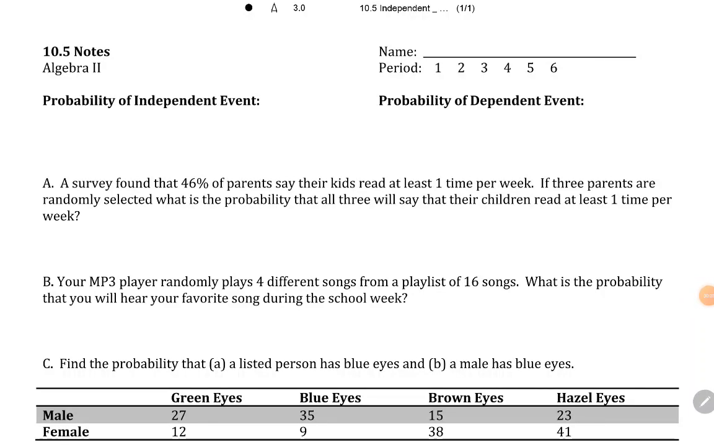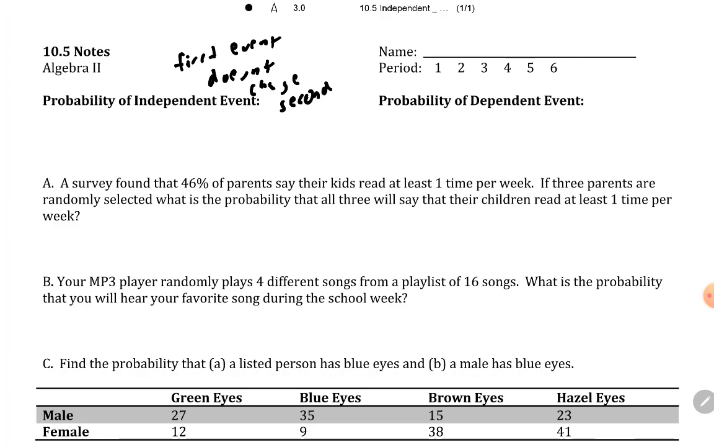Today in Algebra 2 we'll be looking at probability of independent and dependent events. An independent event is where we have multiple events and the first event doesn't change the second in any way. Doesn't matter what happens during the first event, it does not affect the second.